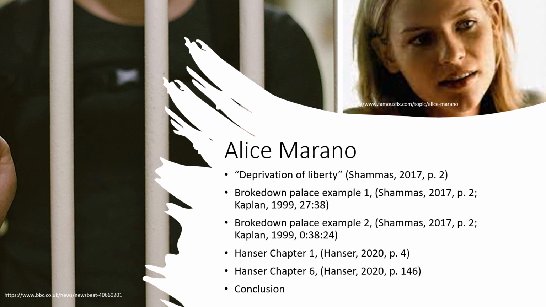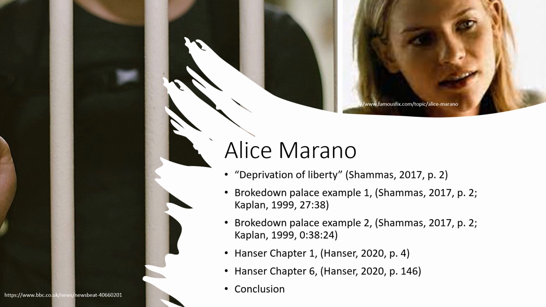The best Hanser 2020 text chapter that applies to the first Brokedown Palace example is chapter 1, where again Alice is being brought to the prison. This applies specifically in Hanser 2020, page 4, where Hanser defines corrections as a process whereby practitioners from a variety of agencies and programs use tools and techniques and facilities to engage in organized security. In this case, the government is using the prison, which is a facility, to essentially engage in the deprivation of liberty of Alice.